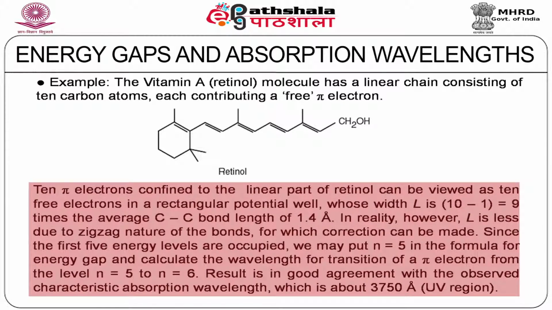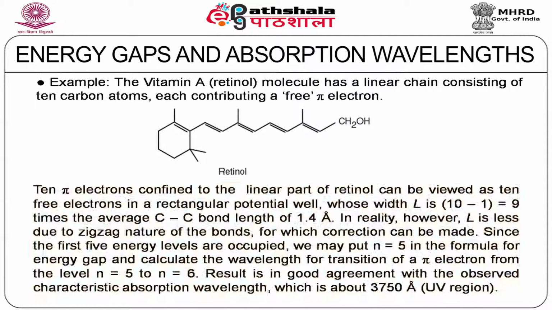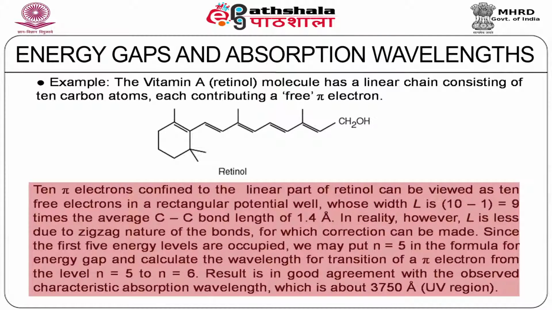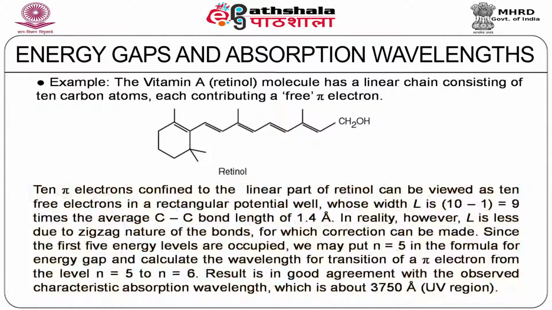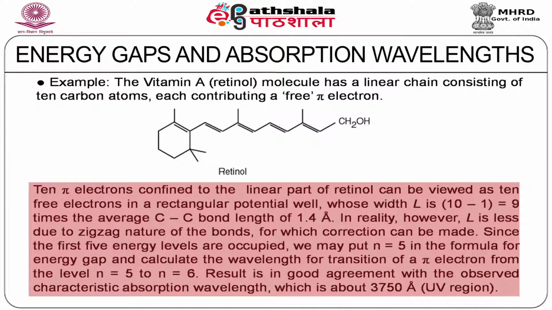Since the first 5 energy levels are occupied, we may put n equal to 5 in the formula for energy gap and calculate the wavelength for transition of a pi electron from the level n equal to 5 to n equal to 6. The result is in good agreement with the observed characteristic absorption wavelength of the vitamin A molecule, which is about 3750 angstrom unit or 375 nanometers, and this is in the ultraviolet or UV region.